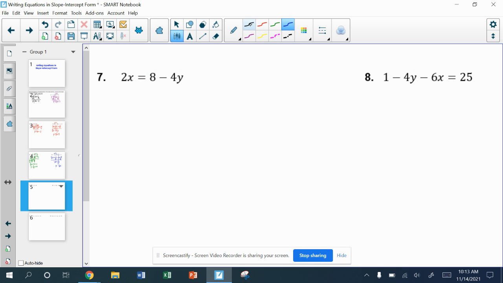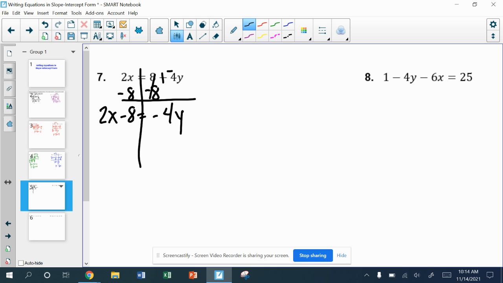For number 7, trying to get the y by itself again, I would suggest that we do keep, change, change. Let's get rid of this 8. So I'll have 2x minus 8 equals negative 4y. And then again, we don't want a negative 4y, we just want y. So I would want to divide, divide, and divide. So 2 divided by negative 4, we know that's a negative, and 2 over 4 would simplify to 1/2. So this is really a negative 1/2 x. Negative 8 divided by negative 4 is positive 2. So then let me just put the y first.